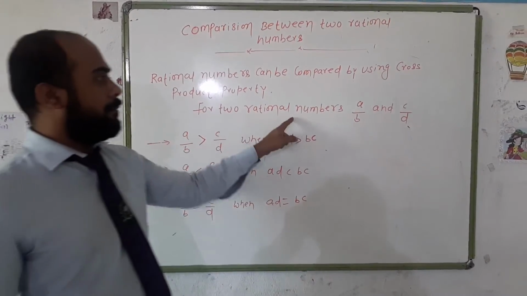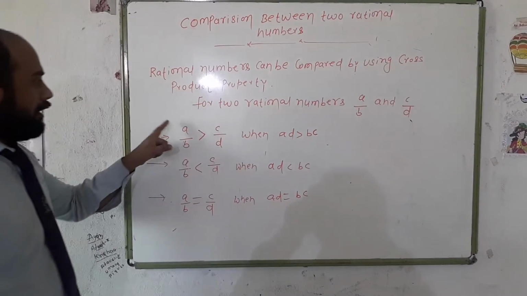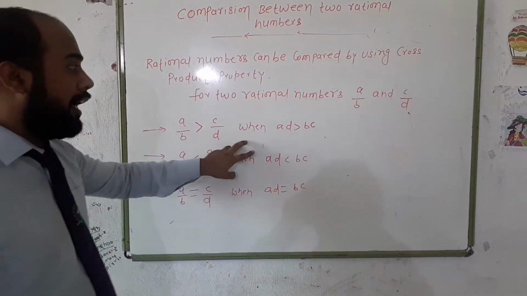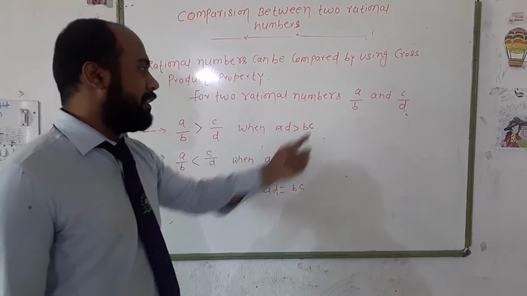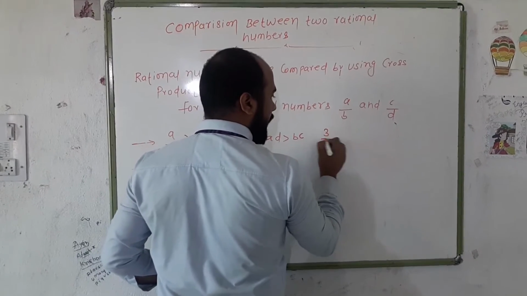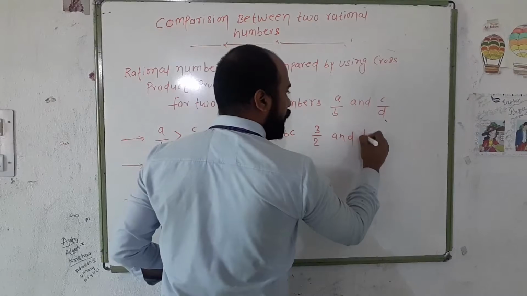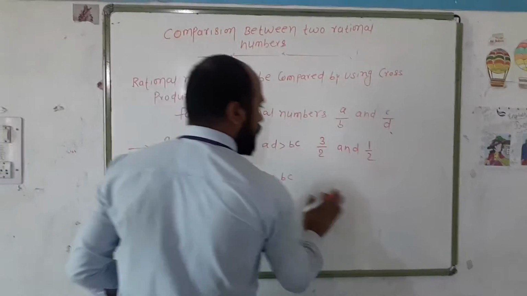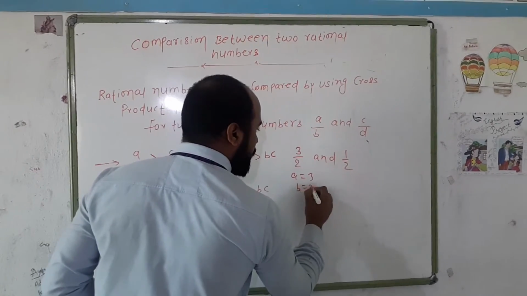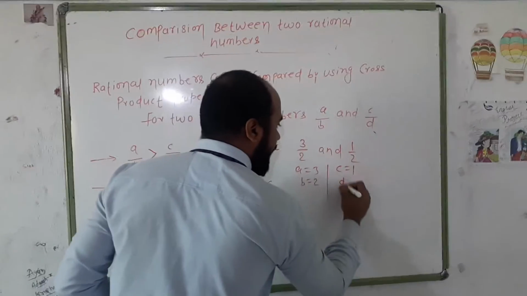For two rational numbers a/b and c/d, the condition will be a/b is greater than c/d when ad is greater than bc. Now the example will be 3/2 and 1/2. So now a is equal to 3, b is equal to 2, and c is equal to 1, and d is equal to 2.